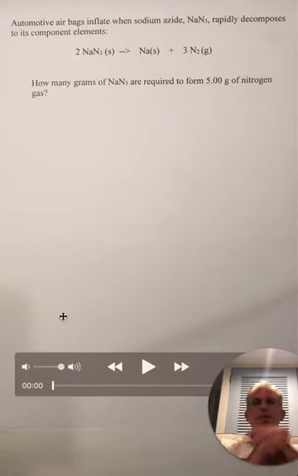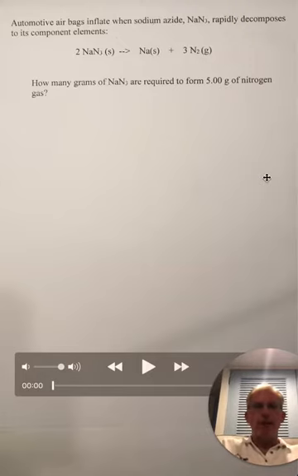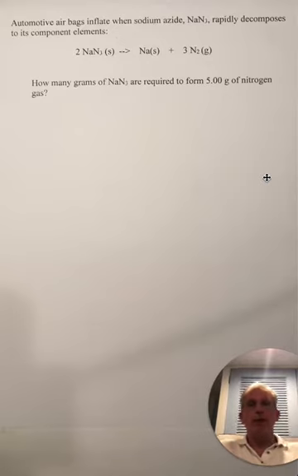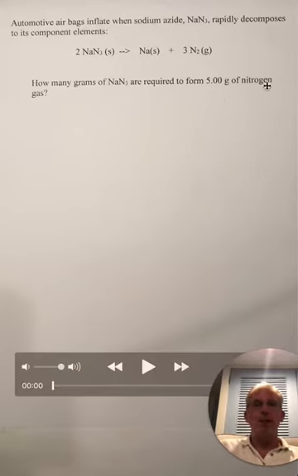All right, let's take a look at a situation which is actually a mass problem. The last one that we did together was the same exact chemical reaction, but we went from moles to moles. This time we're going to add a layer, and I'm going to start with grams. The problem says that you're given 5 grams of nitrogen gas, and they want to know how many grams of sodium azide you have to use in order to get there.